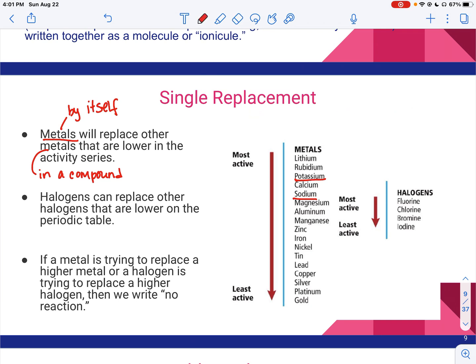Same thing is true for halogens. If the halogen by itself can replace another halogen in a compound that's lower on the periodic table. So you have the halogen activity series over here, but it's also the same as the periodic table. So if we had F2 trying to replace Cl in this compound, because F is higher than Cl, that reaction would happen.